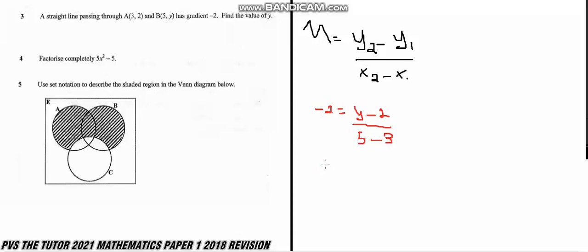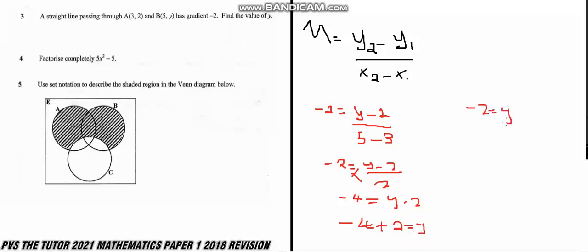So this is -2 is equal to y minus 2 over 5 minus 3, which is 2. Now I'm going to cross multiply here. 2 times -2 is -4 to give us y minus 2. Now we need to collect the like terms. -4, this -2 when it crosses the equal sign becomes +2, which is equal to y. Now -4 plus 2 will give you -2 as the answer. So y is equal to -2.